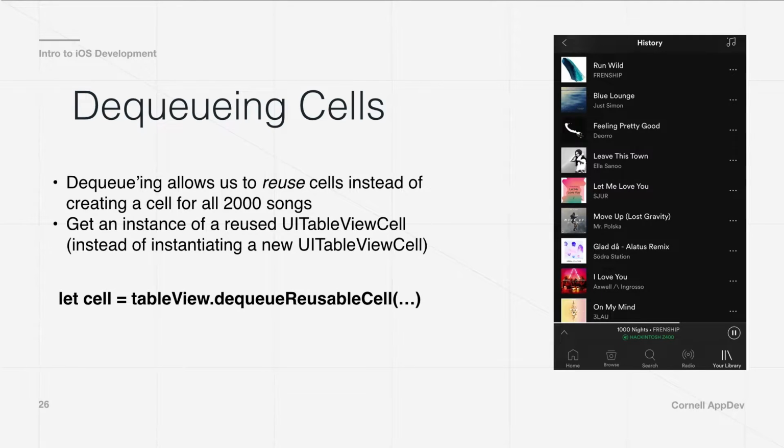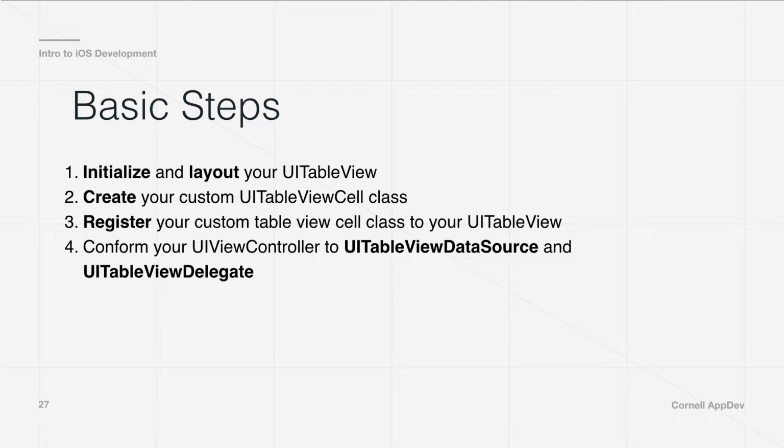All right. So just some high-level basic steps. First, you want to initialize and lay out your table view, just like you do with all your other views. Next, you want to create your custom table view cell class, and then register that cell class to your table view. And then lastly, you want to conform your view controller to the two protocols.